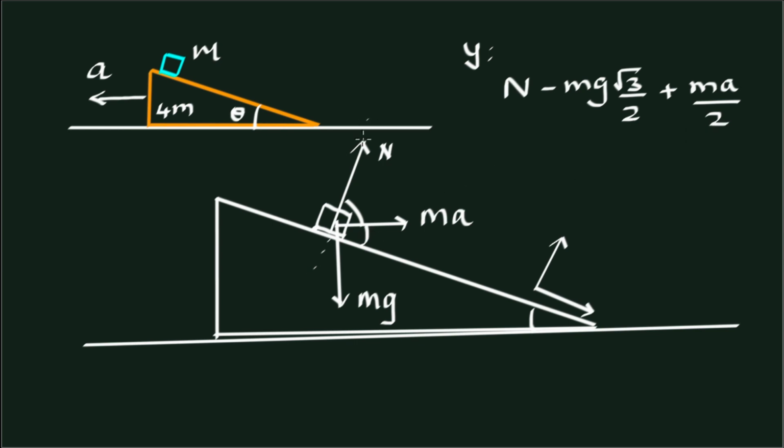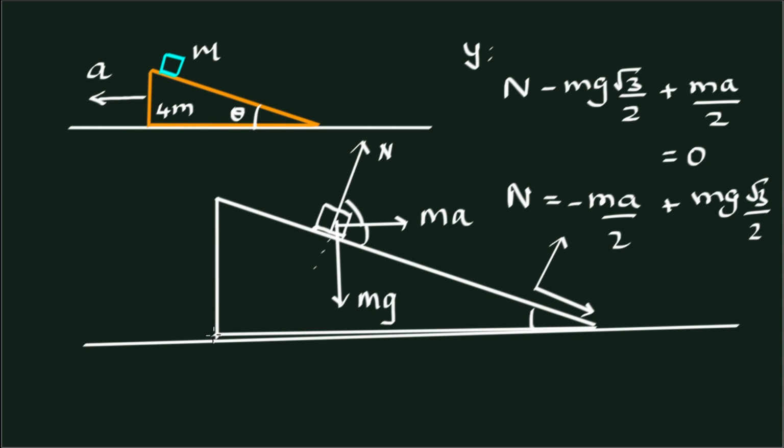This is the net force in the y direction, and that's equal to 0 because there is no acceleration in the y direction in the wedge frame. Remember, once we have changed the gravitational field, we can now go ahead and treat this as an inertial frame, and we can write down Newton's laws in the usual fashion. So N is equal to, we'll take the other two terms to that side. We have minus ma by 2 plus mg root 3 by 2.